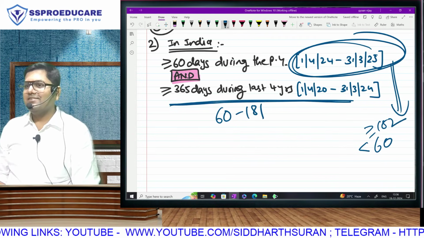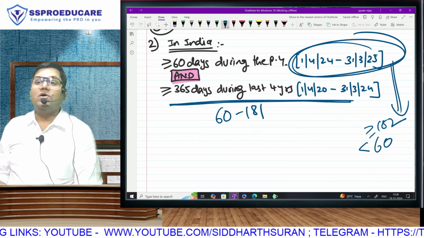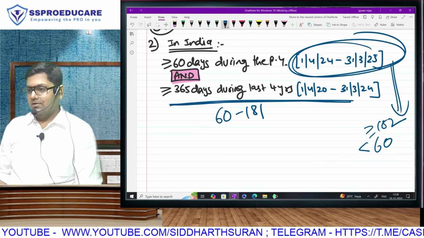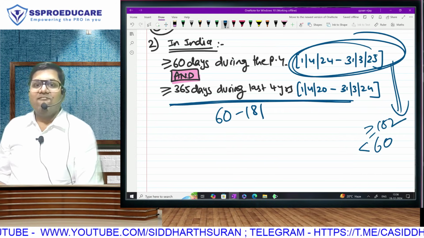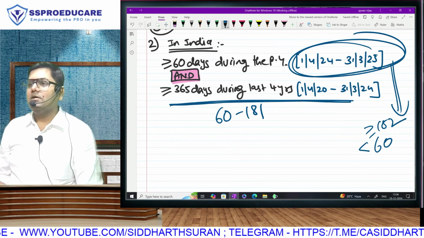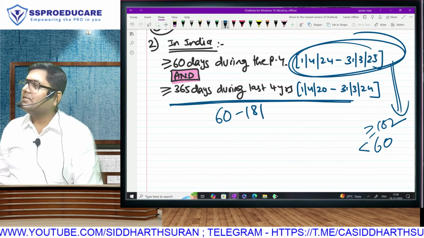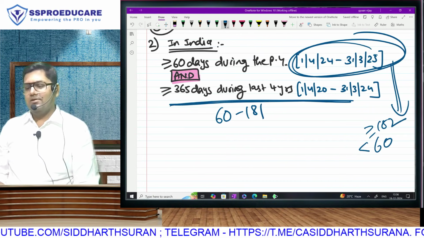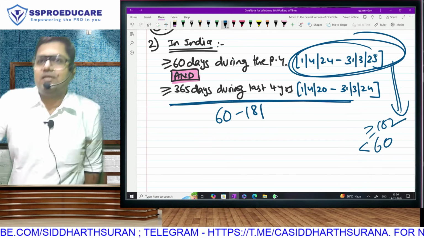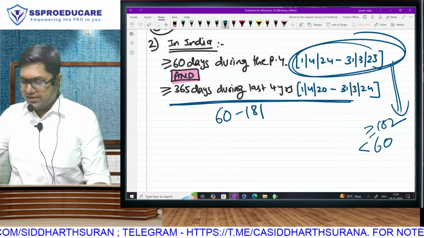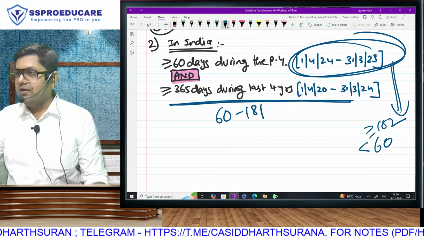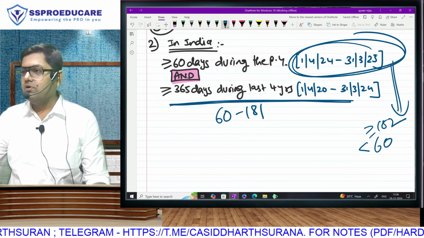Do you realize? Because if my answer is 182, I don't have to check last 4 years. Answer is resident. If it is coming to 59, again I don't have to check anything else. My answer is non-resident. When will I check the last 4 years? When the current year answer is coming between 60 and 181, then I have to check last 4 years. If it is 365, so resident. If it is not 365, so non-resident.